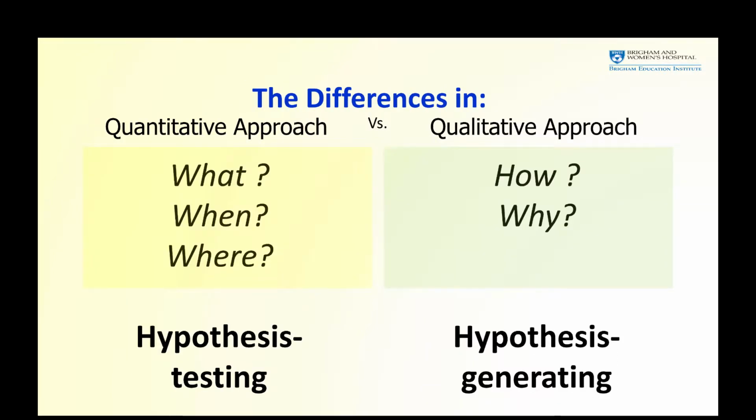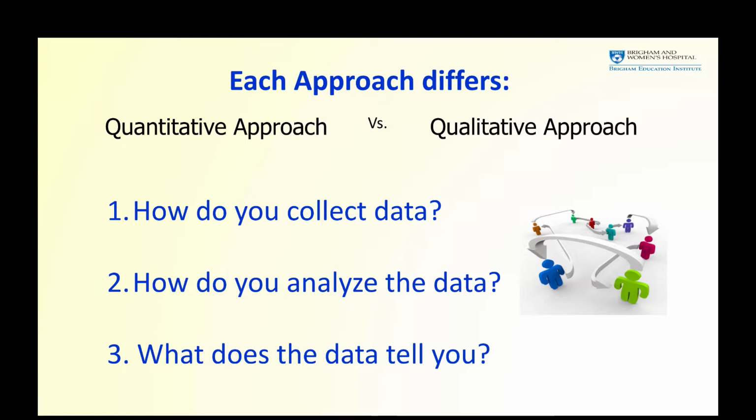If we boil it down to the questions that we ask, quantitative approaches really look at questions of what, when, and where, whereas qualitative approaches really look at questions related to how and why. And in general, quantitative approaches test a hypothesis, whereas qualitative approaches generate a hypothesis. Now we're going to take a look in depth at the differences between qualitative and quantitative approaches, looking at how we collect the data, how we analyze the data, and what the data tells you.